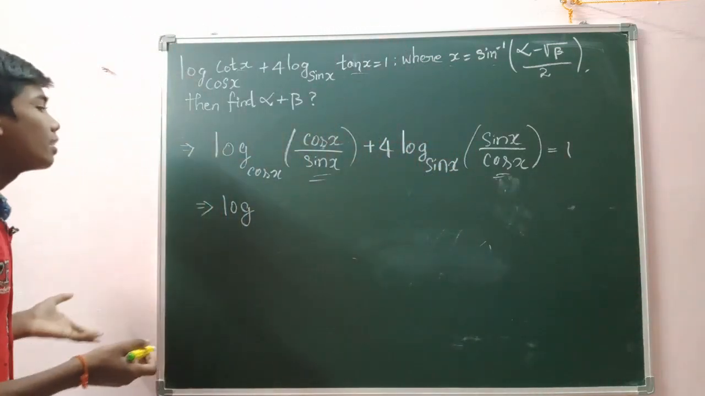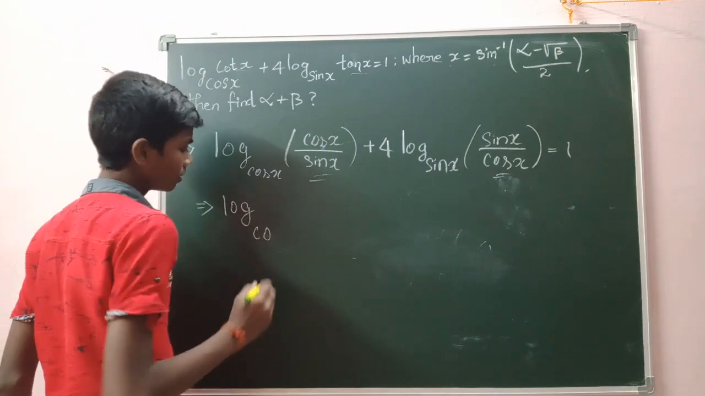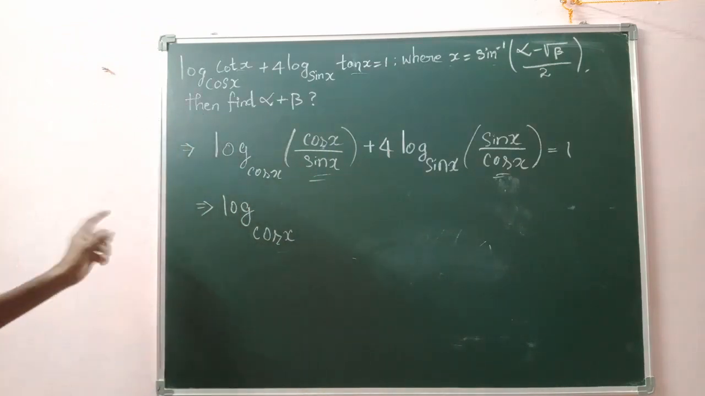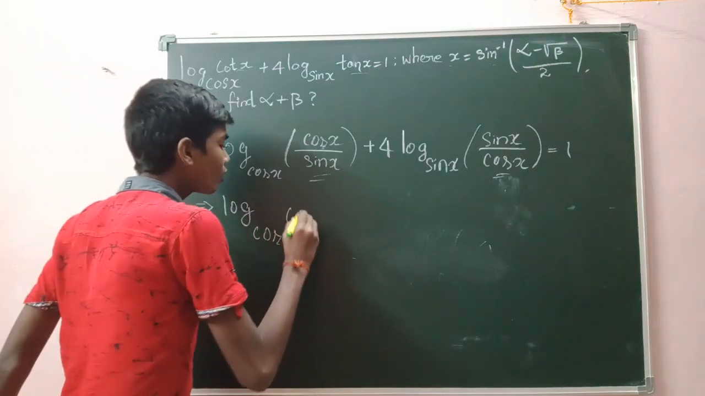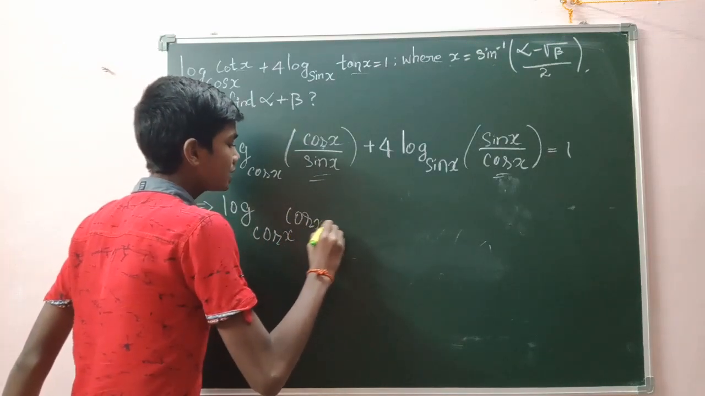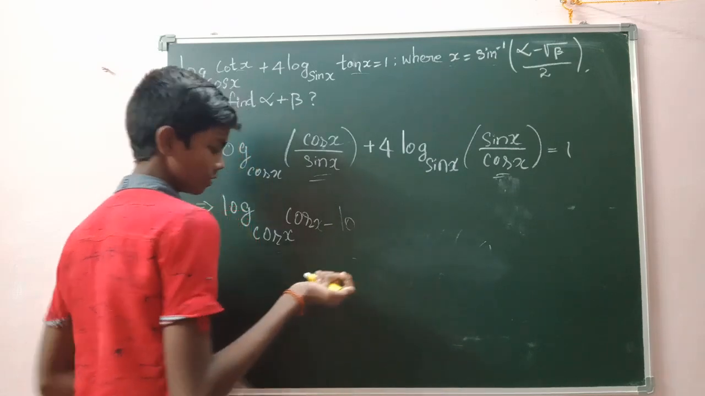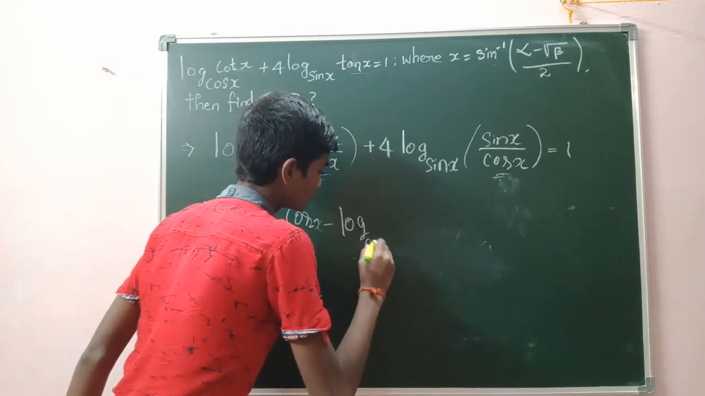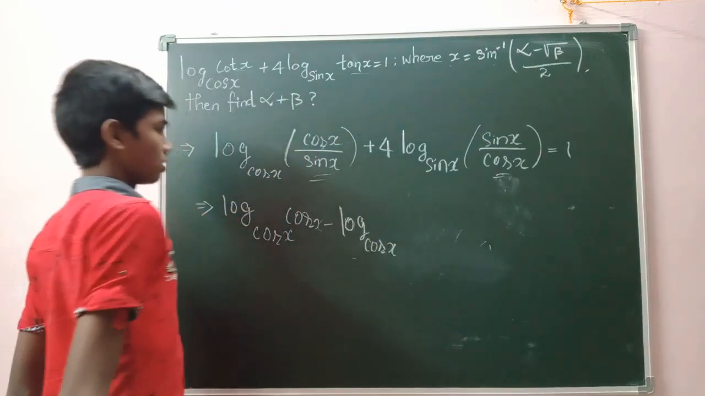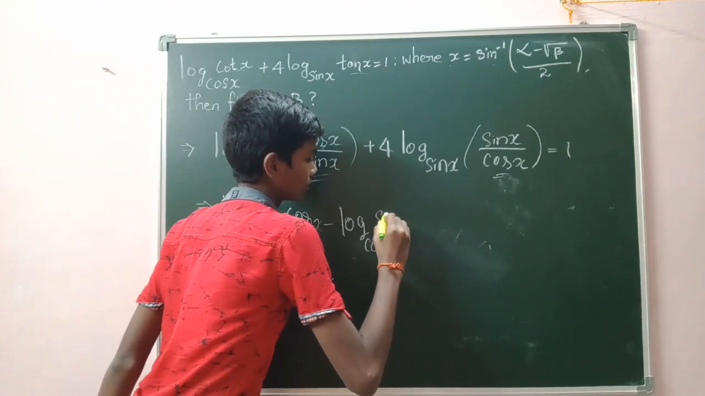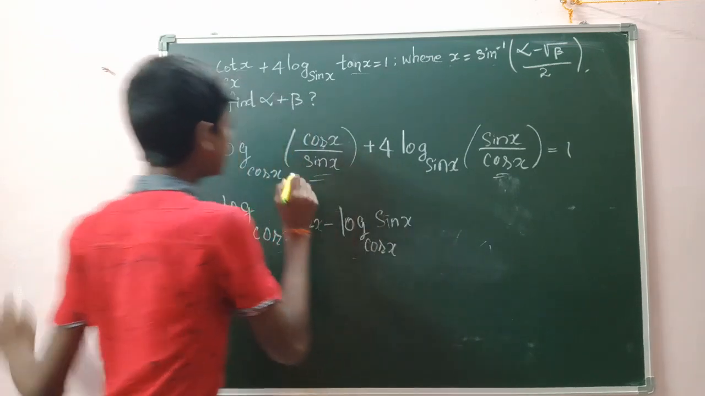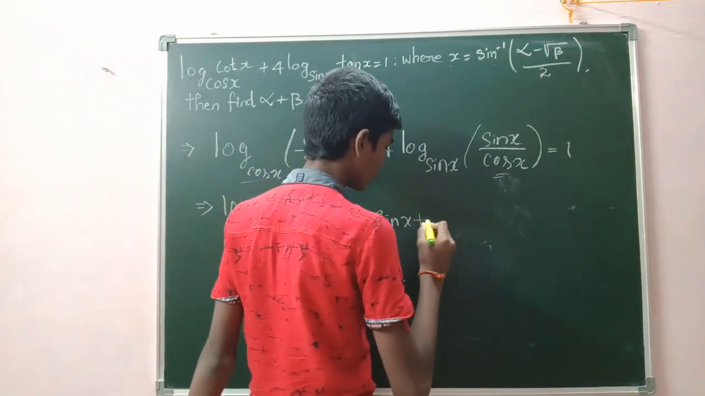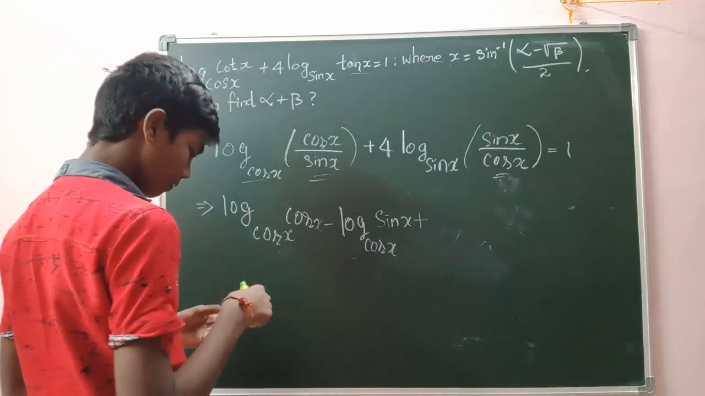So here I can write the same logarithm function as log to the base cos x of cos x minus log to the base cos x of sin x, using the property. So this particular term I can write like this. Then plus, wait people.